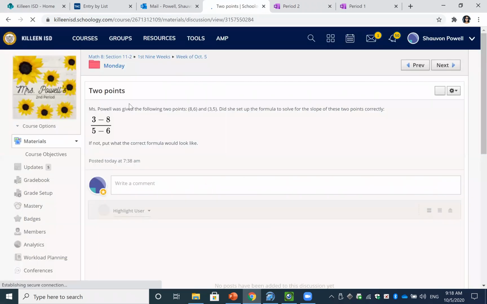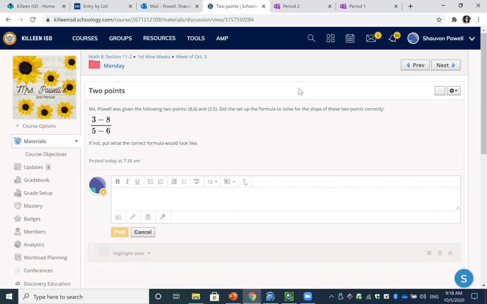It says that Ms. Powell was given the following 2 points, (8, 6) and (3, 5). Did she set up the formula to solve it correctly? If she did, put yes. If she did not, you're going to type out how she should have set it up. So when you type it out, literally, if I was putting the same thing in, I would do 3 minus 8, hit enter, and then put 5 minus 6. That's how I would know what you put on top and what you put on bottom.